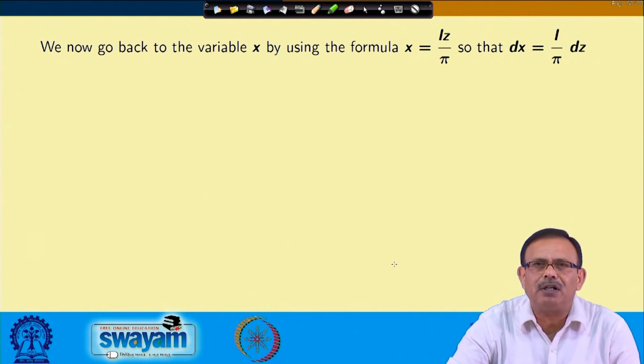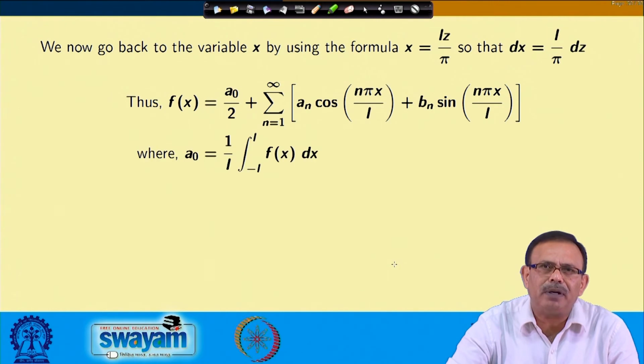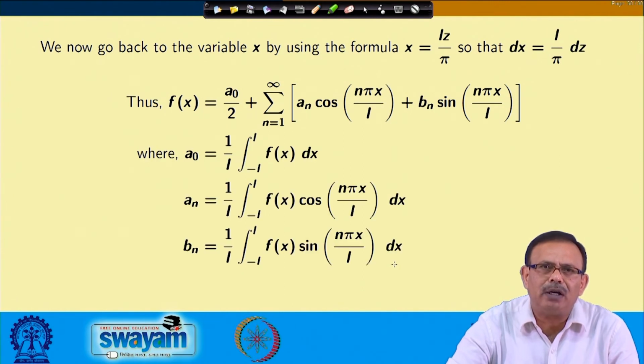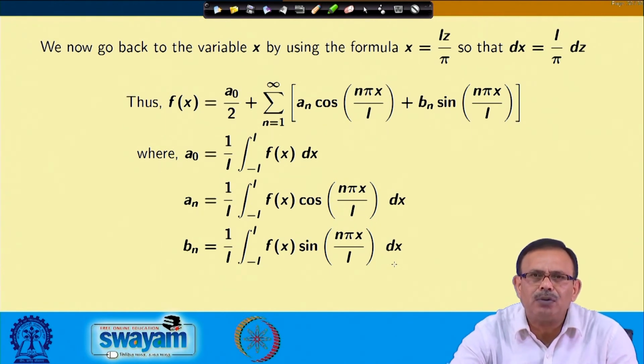So, dx I can represent in terms of dz, and then f(x) can be written as a 0 by 2 plus summation n equals 1 to infinity a n cos n pi x by L plus b n into sin n pi x by L, where a naught, a n and b n are these things, defined from minus L to L. So, only the change is coming. Earlier, when the function was defined in minus pi to pi, it was simply cos n x. Now, it is cos n pi x by L or sin n pi x by L when the function is defined in minus L to L.